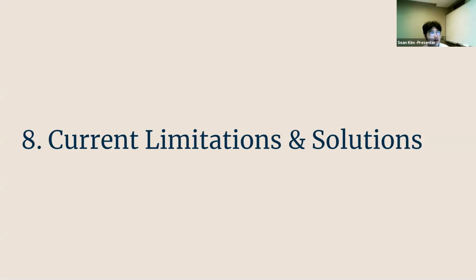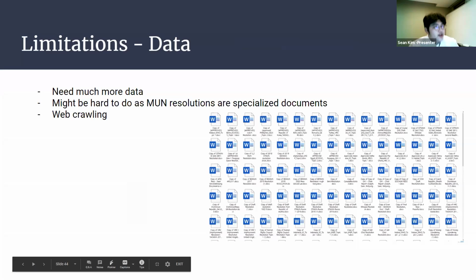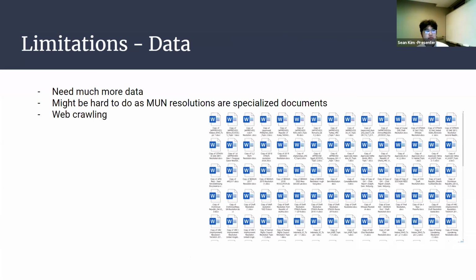However, there are current limitations, and here are my solutions to resolve these limitations. So one big limitation is data. In order to better an AI program, oftentimes two things are cited in order to make it better. First is data, and second is using a new or different technology.